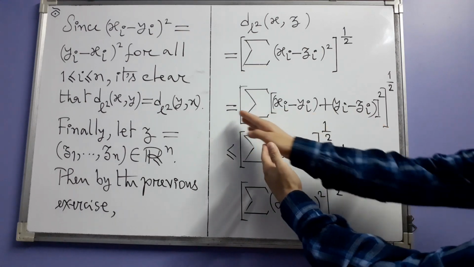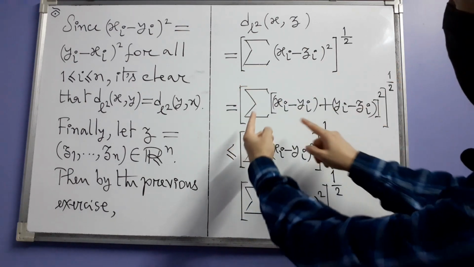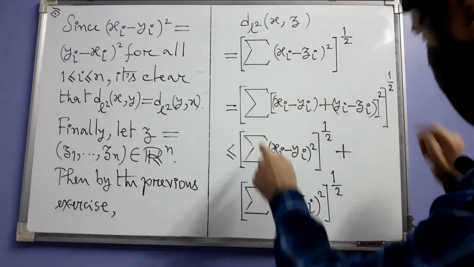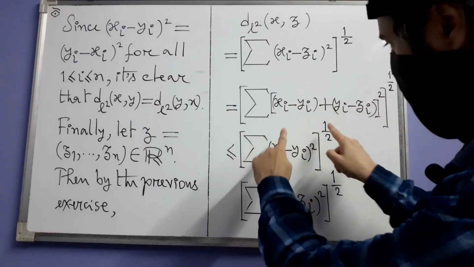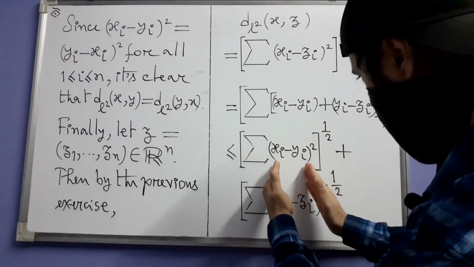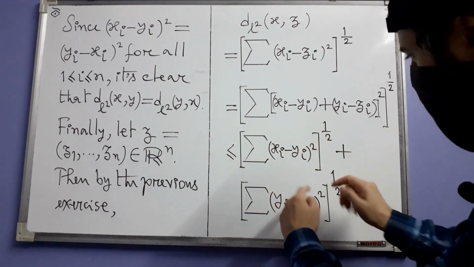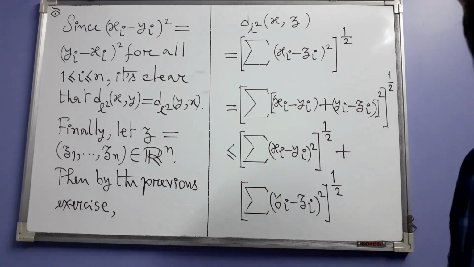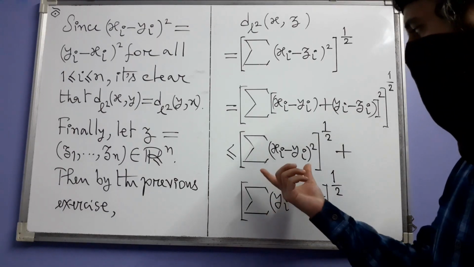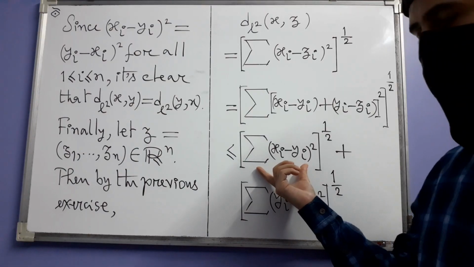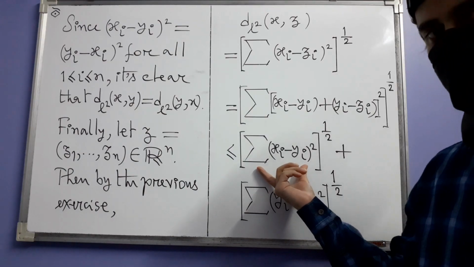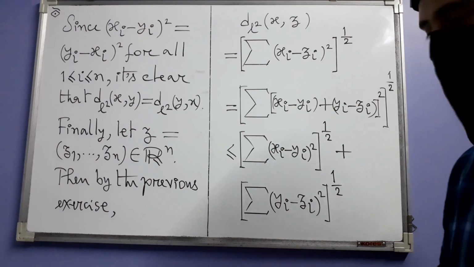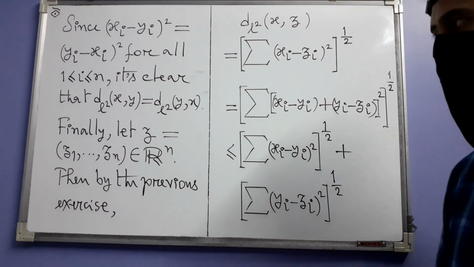You can see that here, square root of summation (ai plus bi) whole square is less than or equal to square root of summation ai square plus square root of summation bi square. And if you look carefully, this is the d_l2 value of x comma y, and this is the d_l2 value of y comma z. So we are almost there. We just have to write one more line. So let's do that.